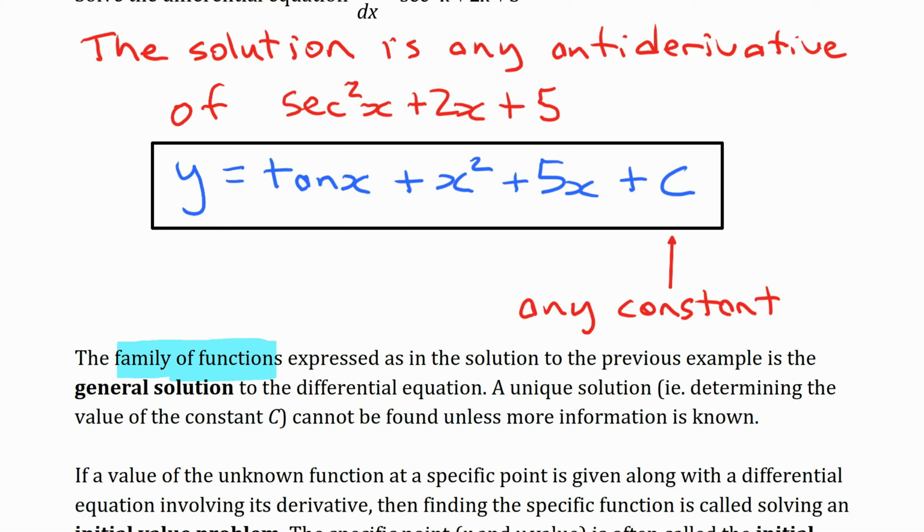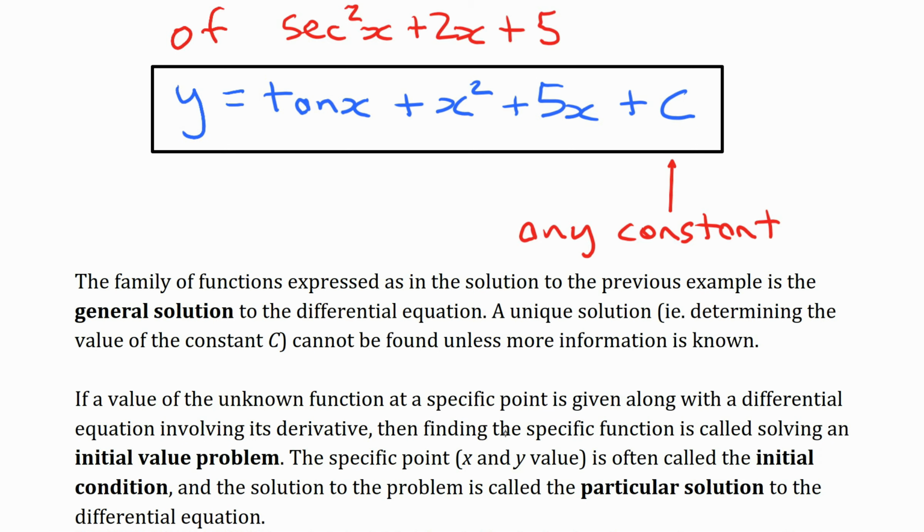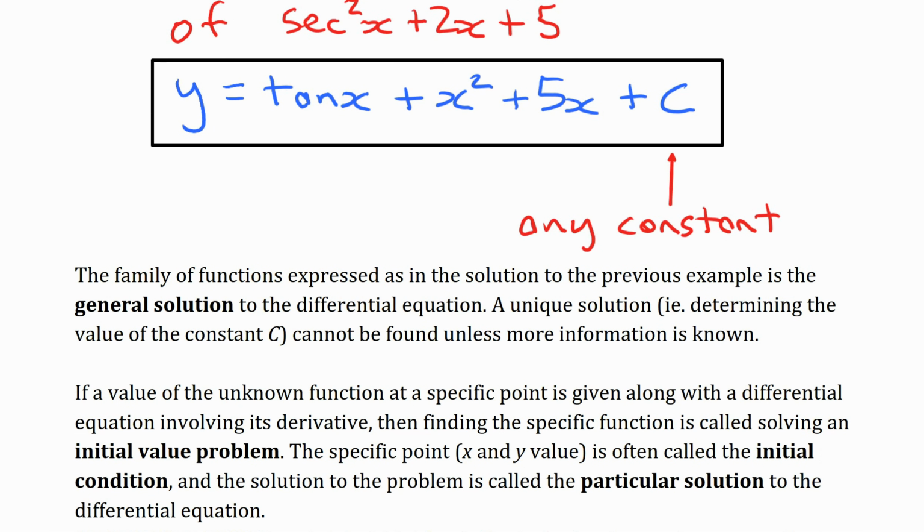Because it's an infinite number of functions depending on what this is. But that's just a vertical shift that you'll see later when we look at a graph of one of these things. If you wanted to find the unique solution for some specific value of that constant, you'd have to know a little bit more about this. You'd have to know at least one point on the function.